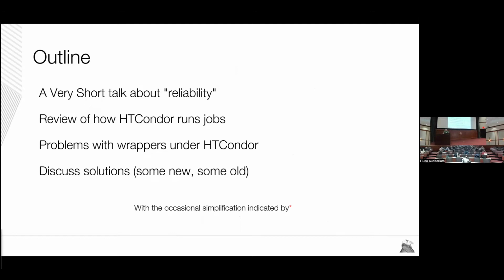So first I'm going to start with a very short discussion about what we mean by reliability, because that's not necessarily a common thing. We'll follow up by a quick review of how Condor runs jobs. The meat of the talk will be problems with wrappers and how Condor runs jobs. And finally, we'll have some discussion about solutions, old and new, that will hopefully make our ability to run very reliably at scale better in general.